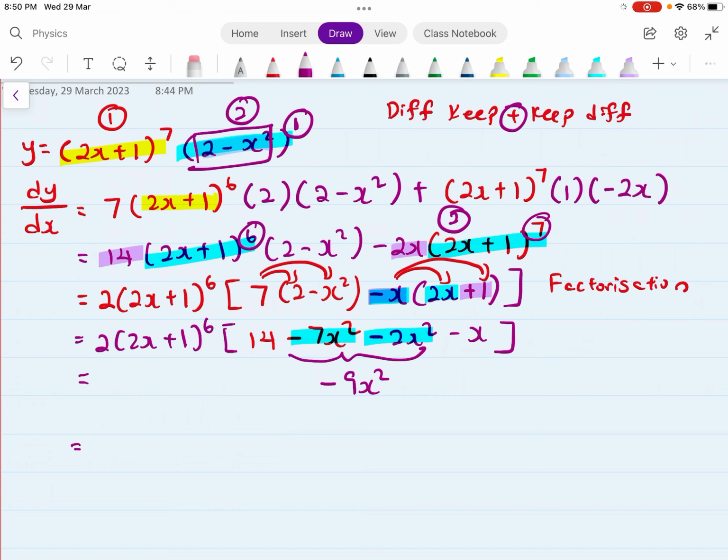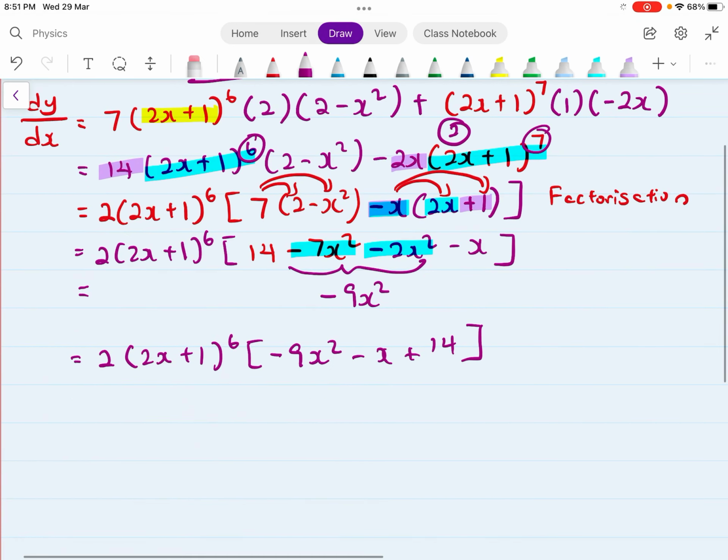So what is left is 2(2x + 1)^6, then square bracket, negative 9x^2 minus x plus 14, then a square bracket. So that's it. Of course, you can see whether the square bracket can be factorized with quadratic factorization. If you want to do a quadratic factorization, go ahead, but I think this is good enough already. So that is how you do your product rule differentiation.